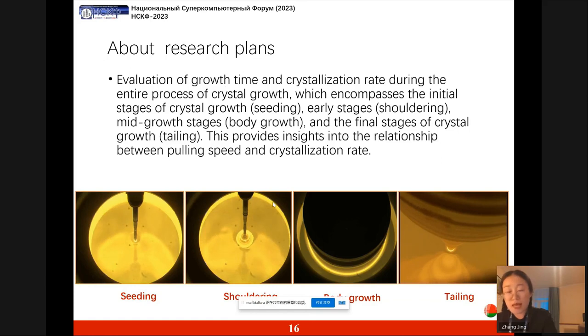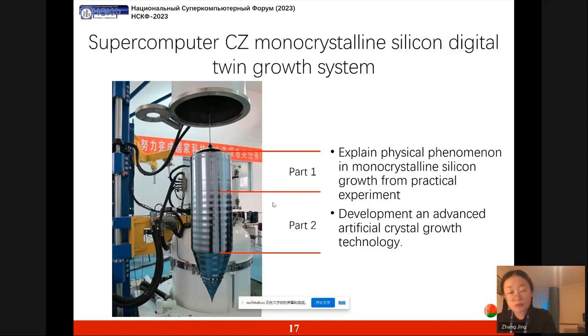In our detailed plan stage, we will build a comprehensive model of the crystal growth process on a supercomputer, calculating the entire life cycle of crystal growth. We will analyze the physical behaviors causing diameter fluctuations and propose effective improvement measures. We will establish a digital twin system for CZ monocrystalline silicon growth using a supercomputer to address practical engineering application issues.